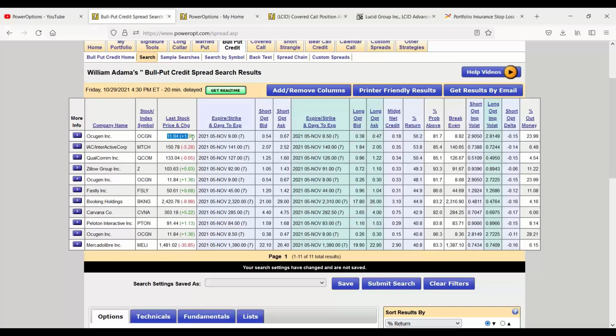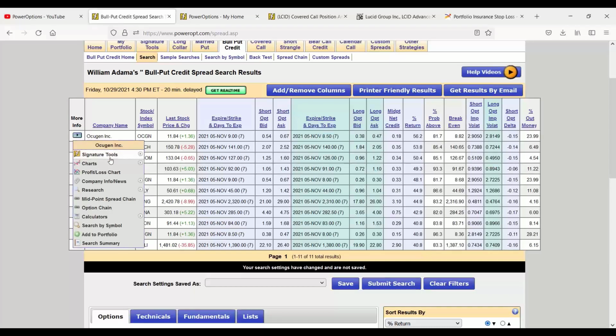Looking at 3 or 4 of these, I tell you right now, I wouldn't trade them anyway. Personally, David, that's me. OCGN at 11.84. The 5th of November, remember I just went out 1 week. The 5th of November, 9 strike, 54 bid, 67 ask. I could see getting a 60 cent midpoint on that. I don't think that's too bad. 38 to 47. Yeah, I could probably get filled in that. Midpoint net credit, 18 cents. I'm sorry, it's the 8.50, so it's a 50 cent strike difference with an 18 cent net credit.